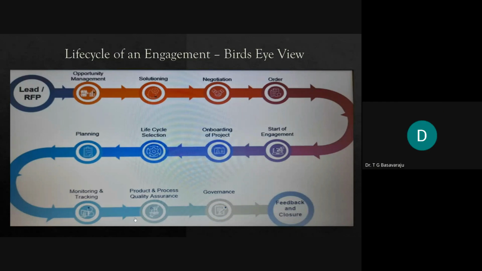You're audible. Yeah. So when you receive the request for proposal, we understand basically what is the requirement from the customer. Then we try to answer the questions asked in that request for proposal. While doing that, we do the solutioning part, right? So as I told, depending on the requirement, we do estimation.